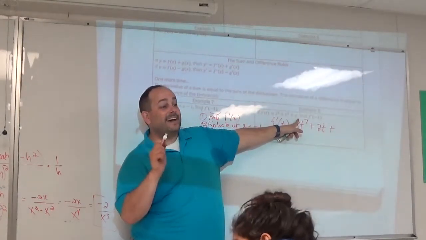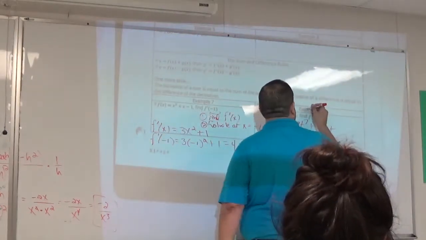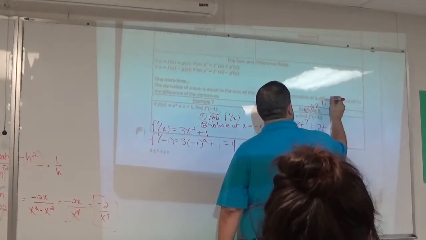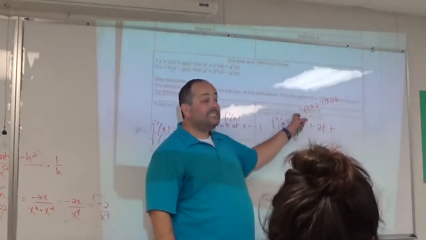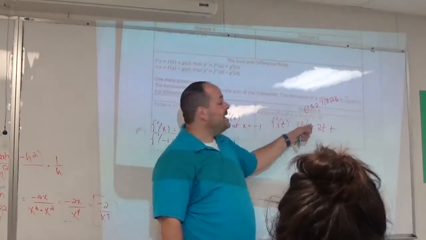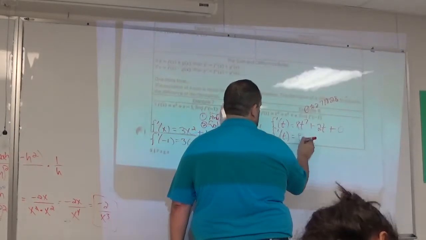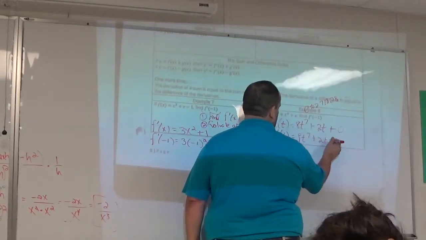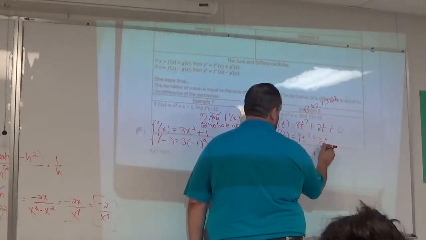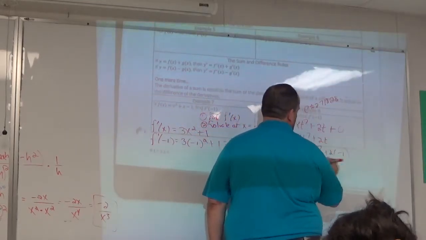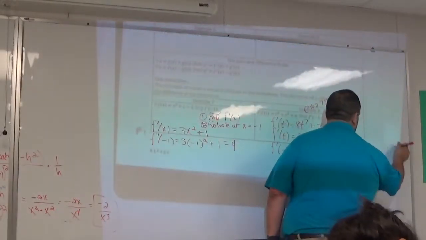What do we know about e? e is a constant. e is approximately 2.71828 and some change. What's the derivative of e? 0. So f prime of t is 8t to the 7th plus 2t. f prime of negative 1 is 8 times negative 1 to the 7th plus 2 times negative 1, which is negative 8 minus 2, which is negative 10.